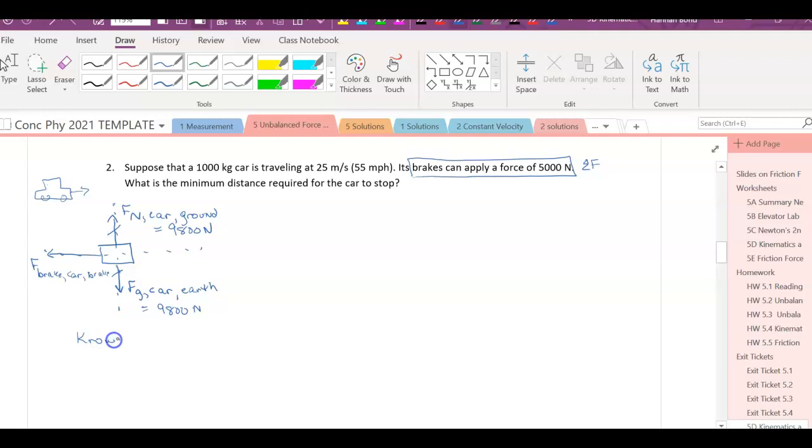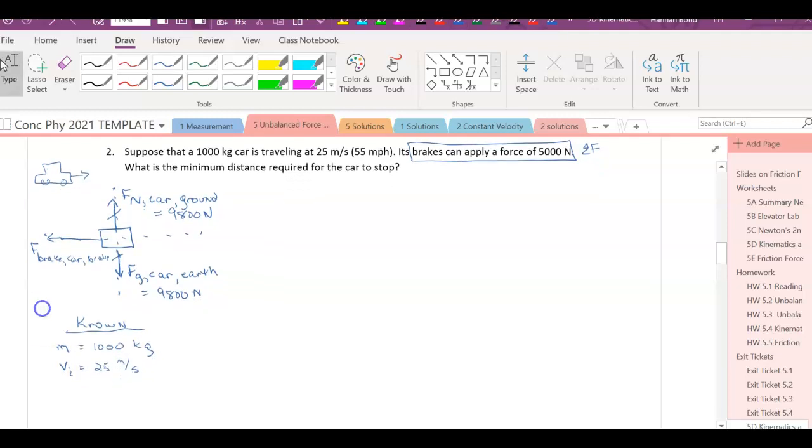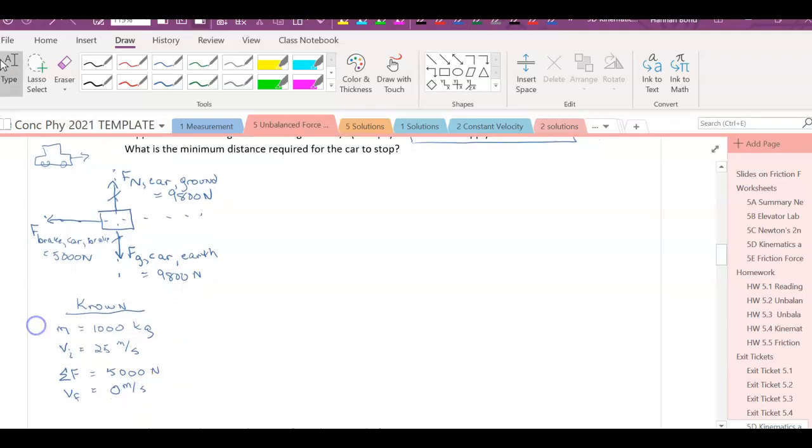Let's make a list of the things that I know. So I know the mass is 1,000 kilograms. I know that the initial velocity is 25 meters per second. I know the net force is 5,000 newtons. I know that it's going to stop, and so the final velocity is 0. And I would like to find the displacement of the car as it stops.